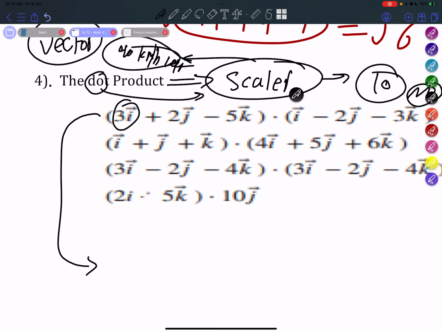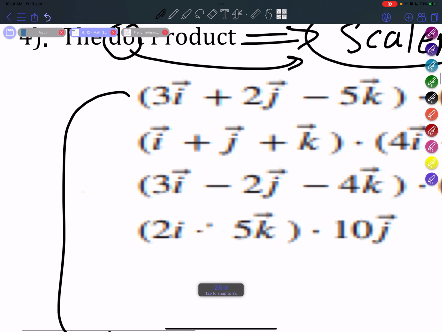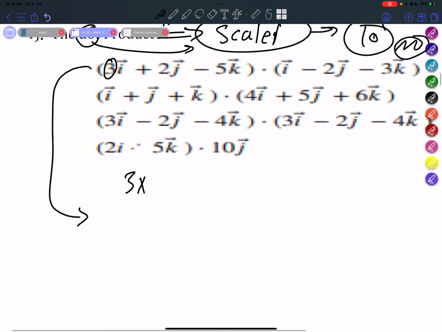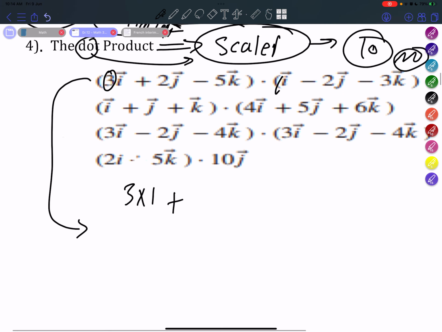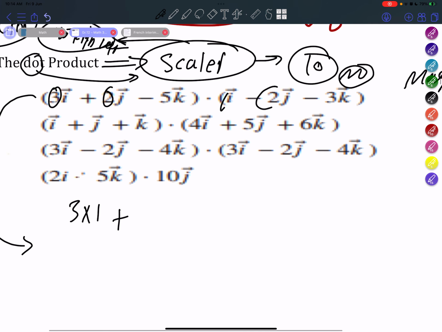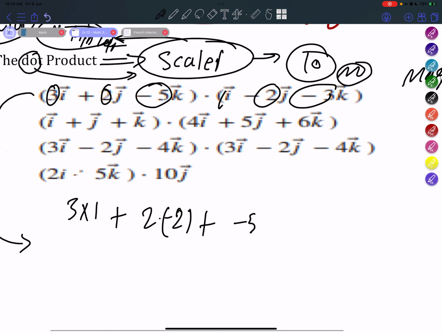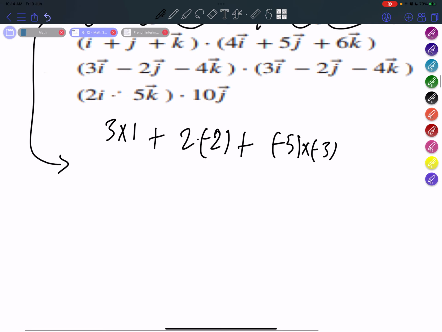First, obviously, we'll be multiplying the coefficients. So we have 3 times 1 here, plus 2 times negative 2, plus negative 5 times negative 3, okay.